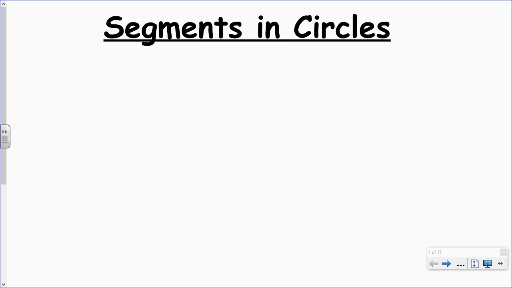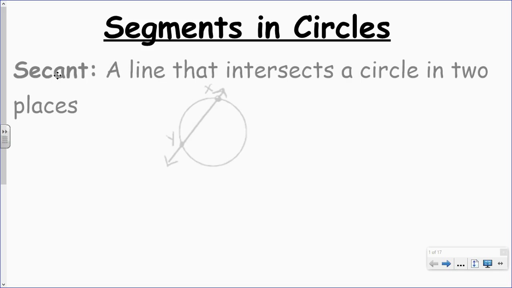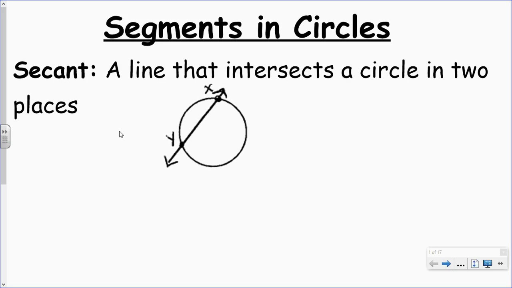All right, so we're going to talk about segment lengths in circles. And so I kind of want to refresh you about the different types of segments in a circle. So first there's a secant, which is a line that intersects a circle in two places. So this is an example of a secant.